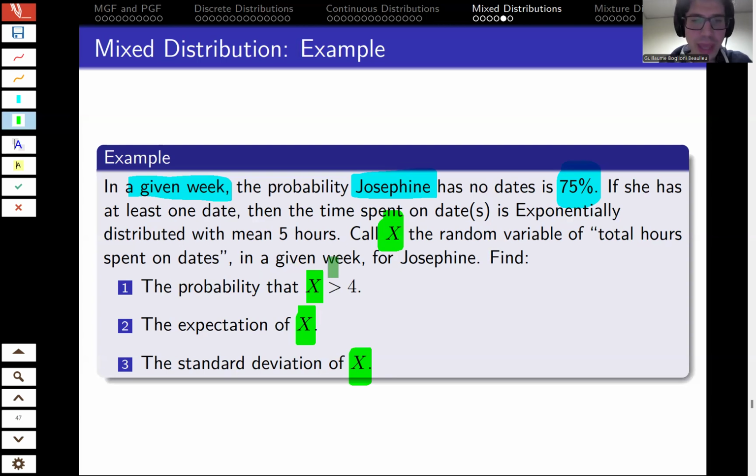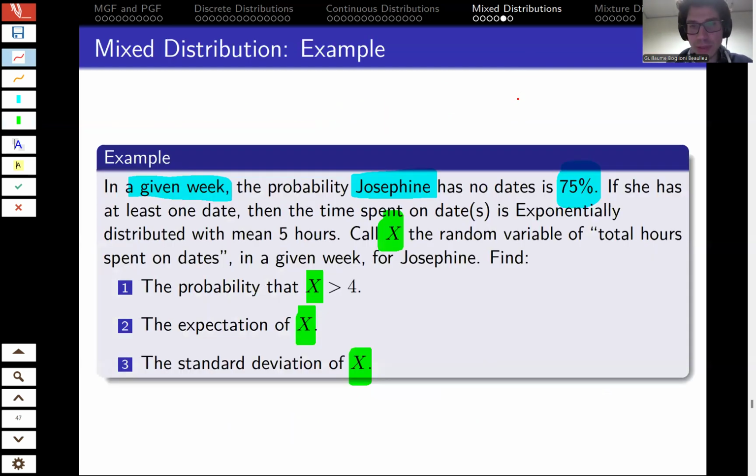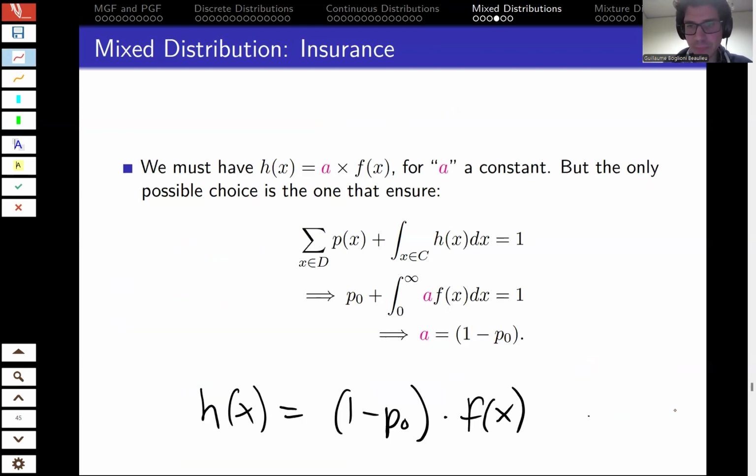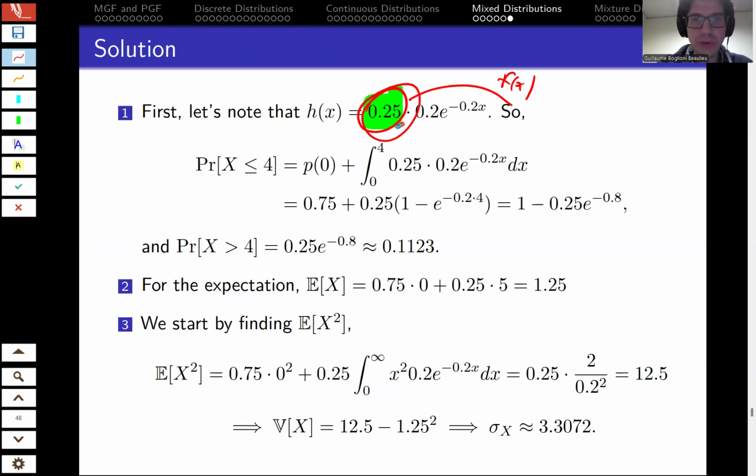The first one is the probability that x is strictly bigger than 4. If we want to use the same notation that we used before, the hx, the pseudo density on the continuous part, would be 1/4 the density of an exponential. Yes, because this would be what we call fx, the density of the random variable time spent on dates given it's strictly bigger than 0. And this has probability 25% to happen. So this explains the 25% here.